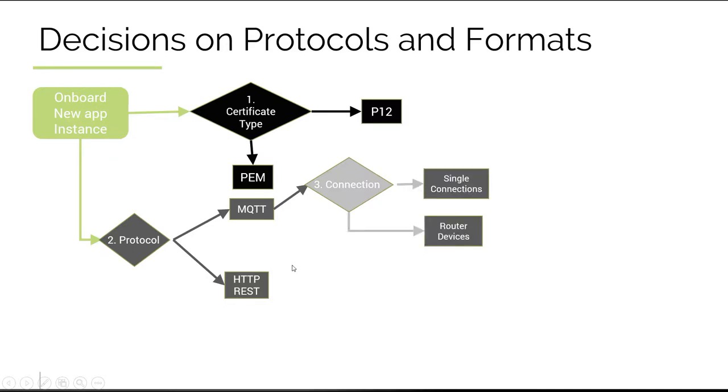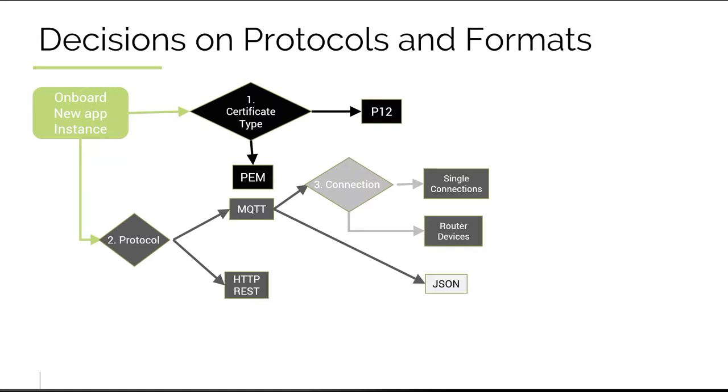You can either say you want a single connection, so every endpoint has its own MQTT connection, or you can use the so-called router devices. We're gonna show you in another video how you can set up and handle those router devices to send communication between your endpoints and app instances over specific router devices, so over specific MQTT connections. However, if you decide to use MQTT, you already know which type of data format we will exchange, because MQTT currently only supports the JSON interface.